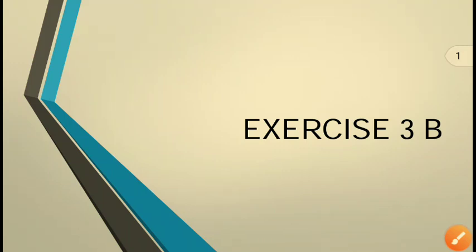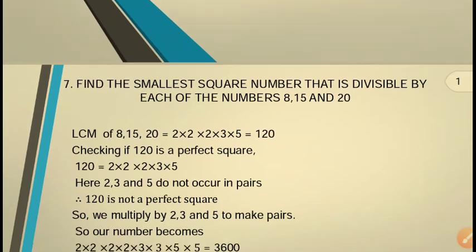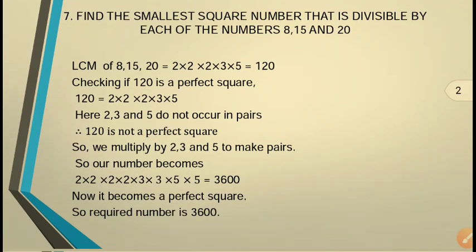Students, let's continue our exercise 3B. We have completed till question number 6. So this is our question number 7. Find the smallest square number that is divisible by each of the numbers 8, 15 and 20.